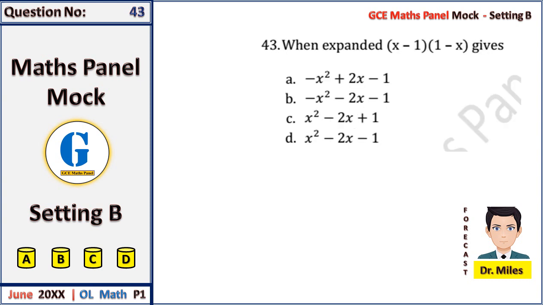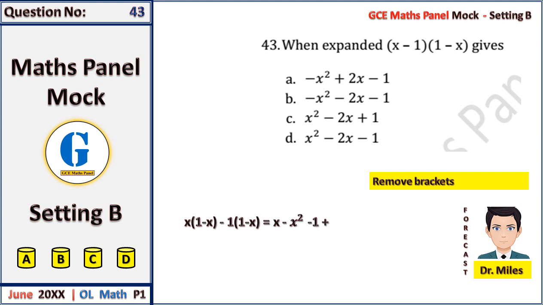43. When expanded, (x minus 1)(1 minus x) gives. Expansion is just removing the brackets. That gives us x(1 minus x) minus 1(1 minus x), which equals x minus x squared minus 1 plus x. Bringing like terms together, we have minus x squared plus 2x minus 1, and that's A.